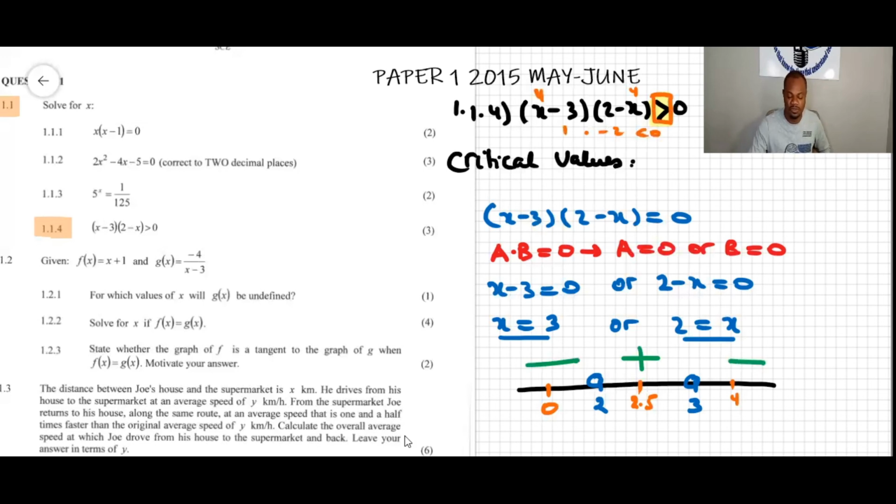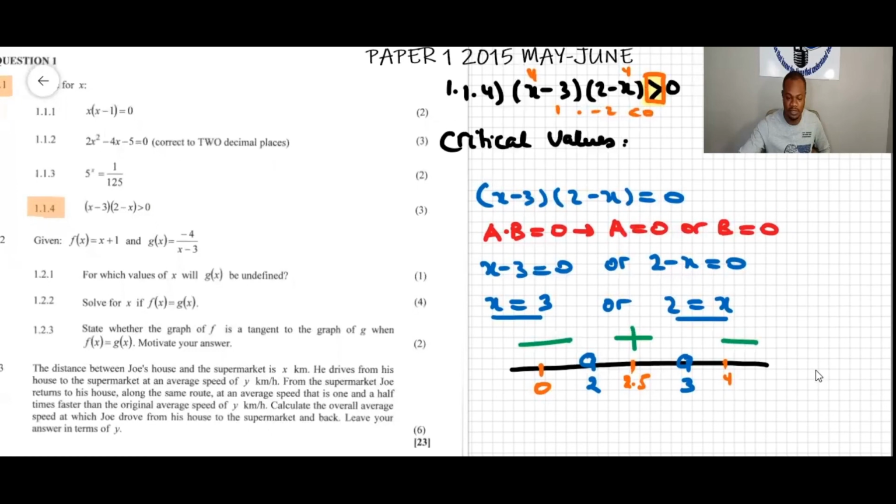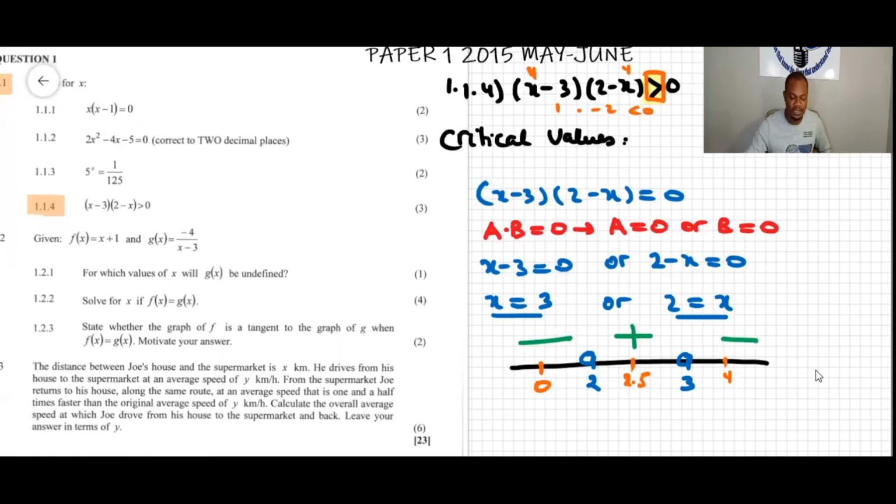So we can answer our question by saying that the solution is between 2 and 3. We write 2 is less than x, less than 3. This is the solution of the inequality. Thank you.